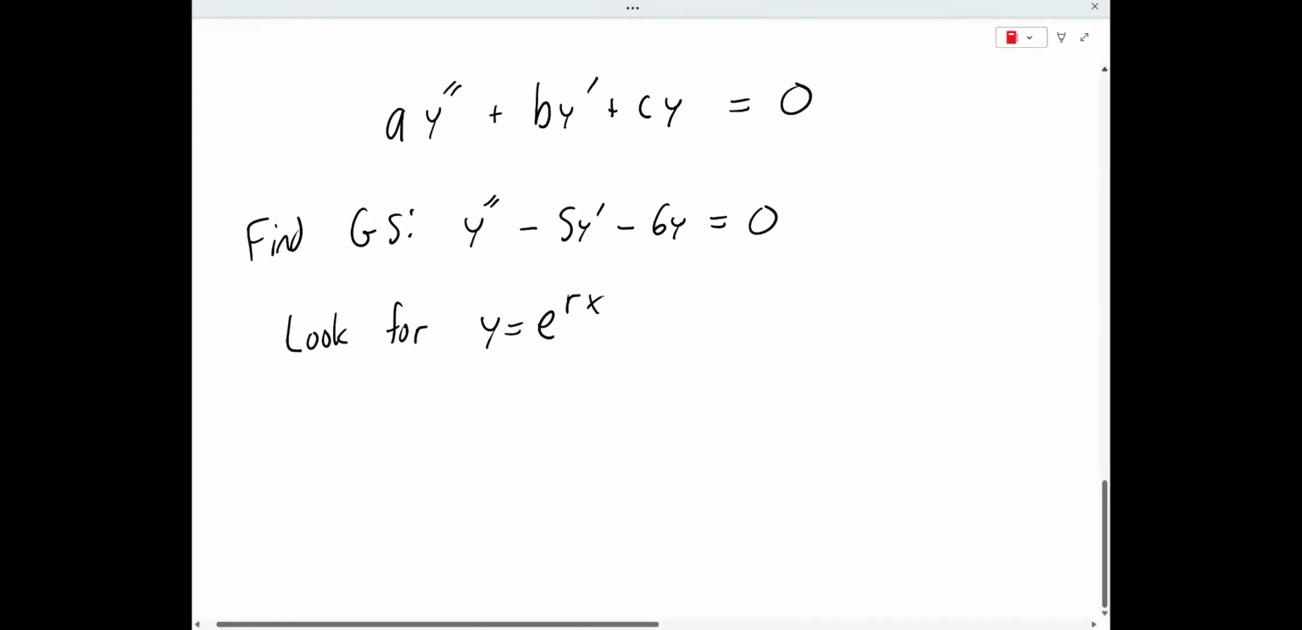Okay, so what would I do then? I would plug that in up here, substitute it in. So I would take two derivatives here. If I take two derivatives and sub it in, what would I get? What would be the first term here, do you think? If I take two derivatives of this, r is like a constant. So what would be two derivatives then? Yeah, r squared e to the rx. That'd be two derivatives there. Minus 5, and then one derivative would be what? That'd be just r e to the rx, from the chain rule. So r e to the rx.